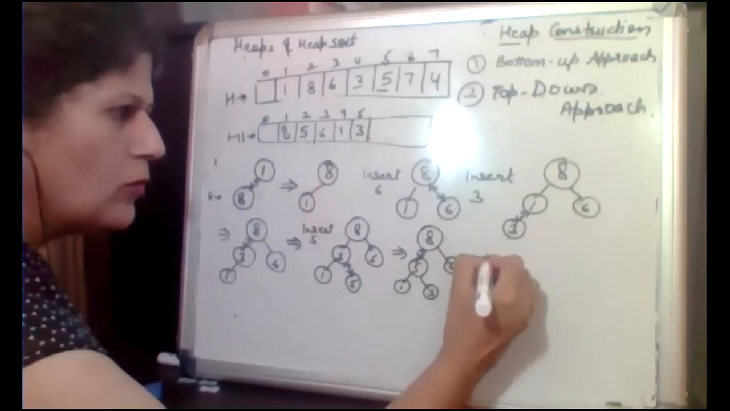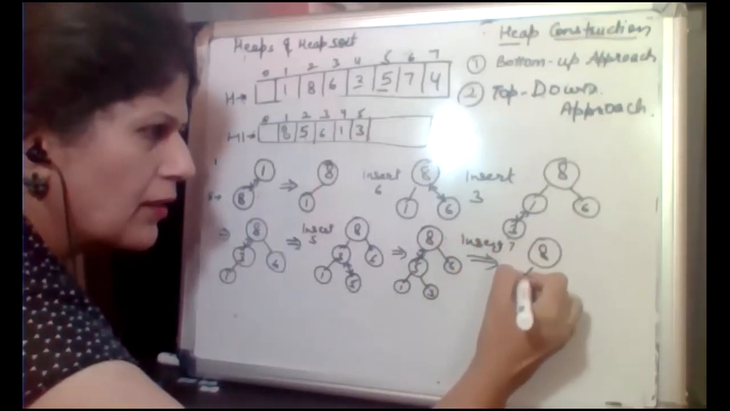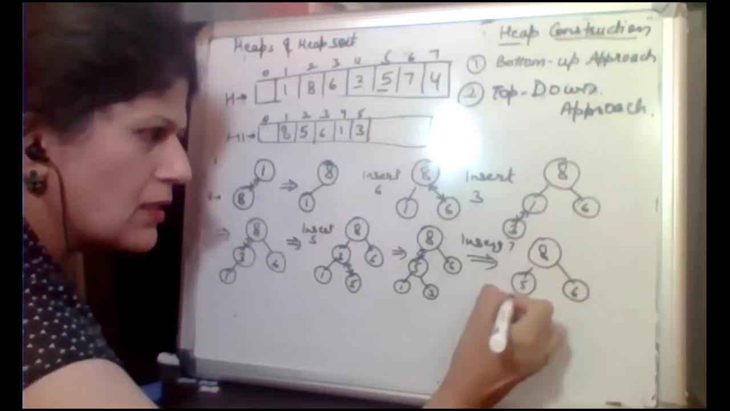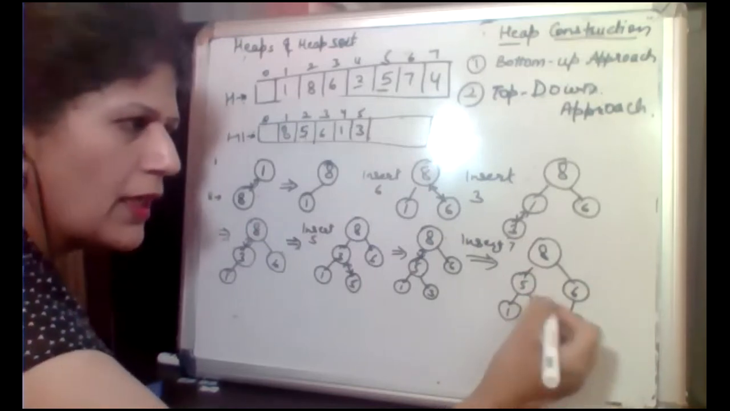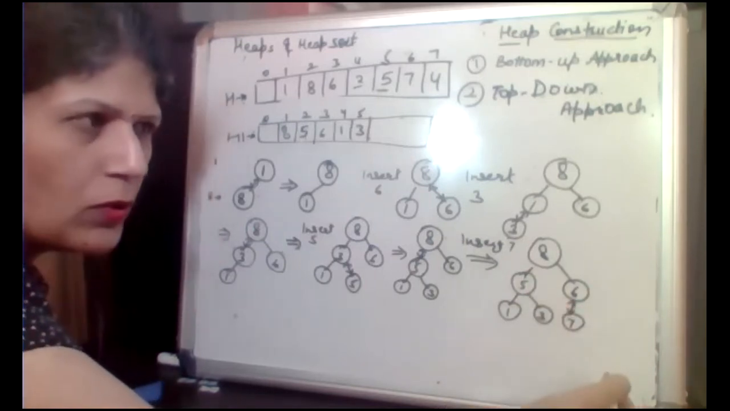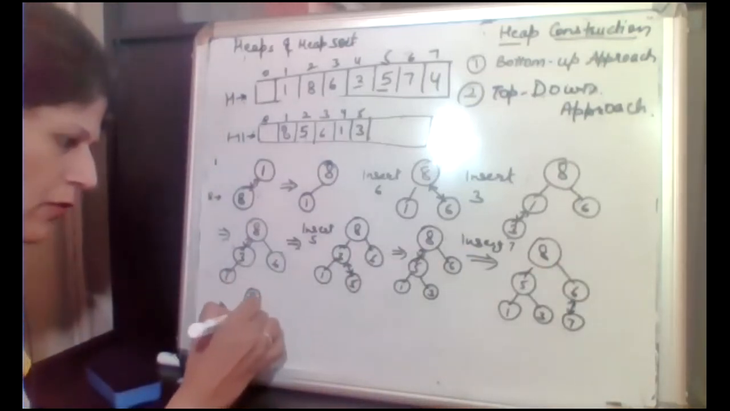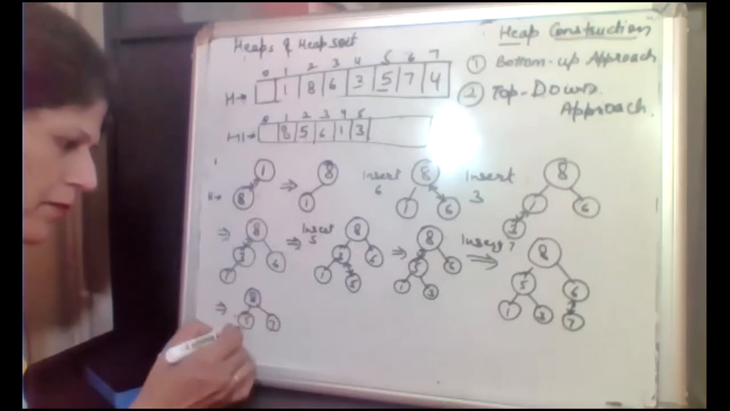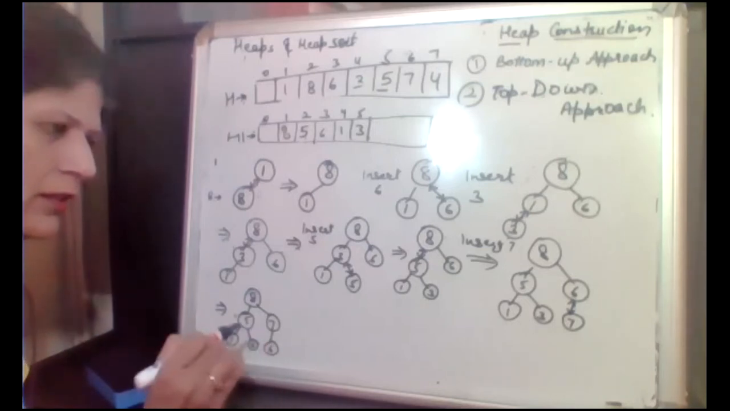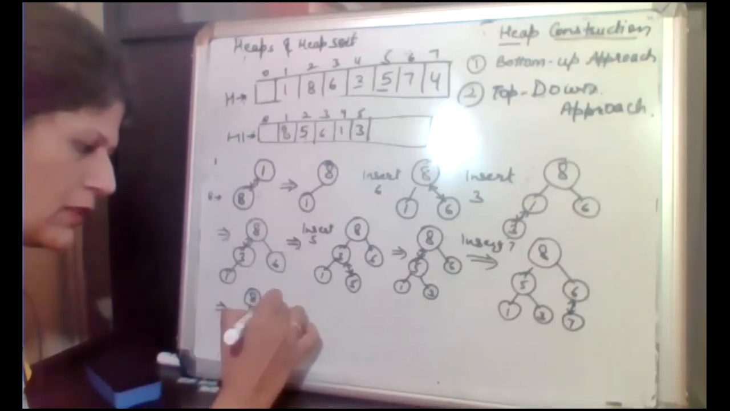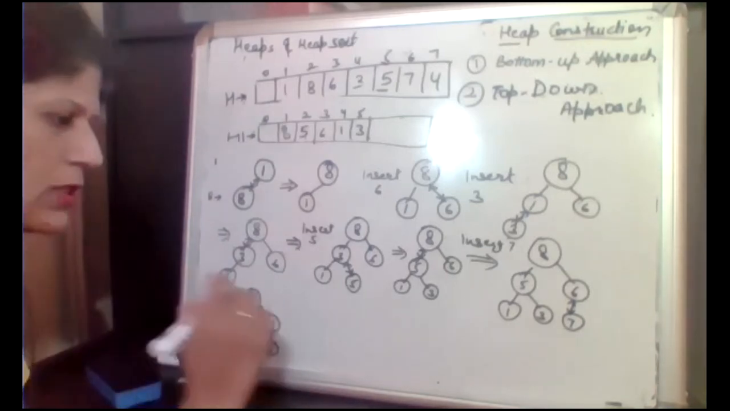The next element to be inserted is 7. That will be 8, 5, 6, 1, 3, and 7. Again, it will be compared with its parent node. So it will result in another heap: 8, 5, 7, 1, 3, and 6. Again, this will be compared with its parent node. It follows the parent dominance property, so nothing is changed. It stops there.